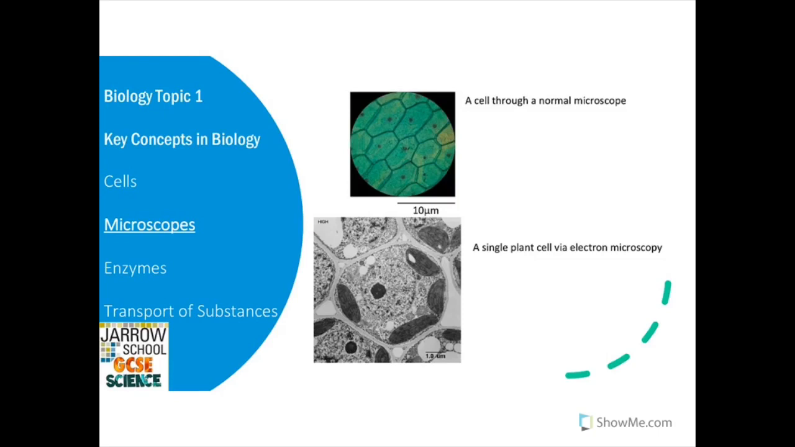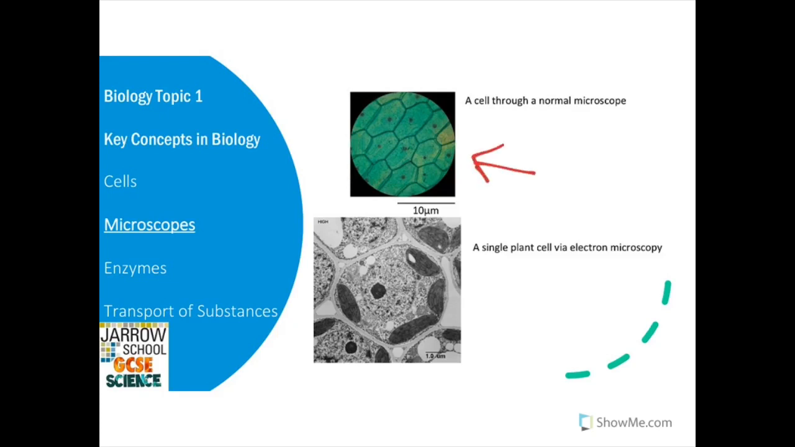Okay, so another common question they like to ask about in exams is about the resolution of a microscope. And basically, you need to know that an electron microscope has a much greater resolution than a light microscope. And that basically just means that you can see objects inside the cells in more detail through an electron microscope.